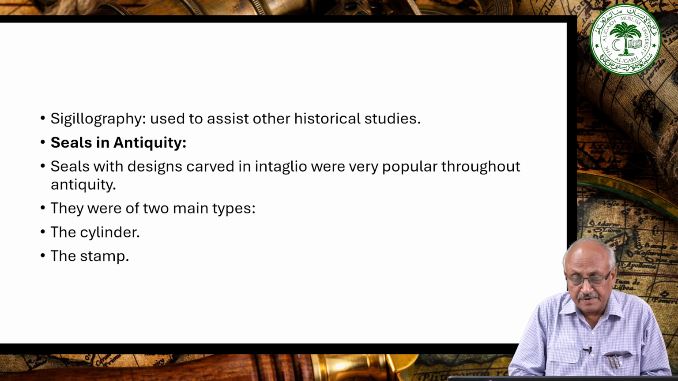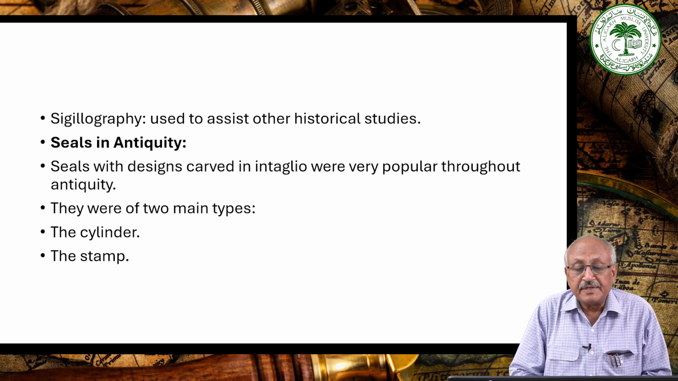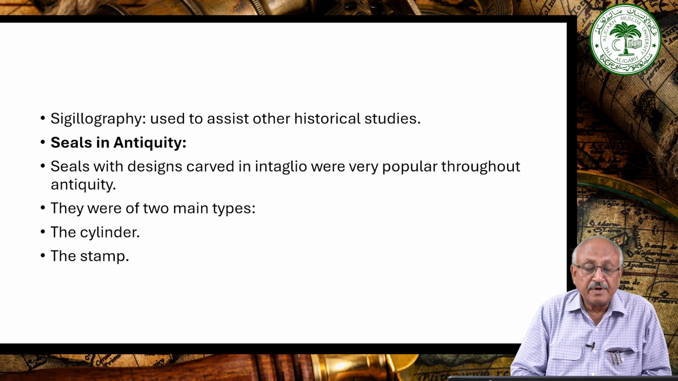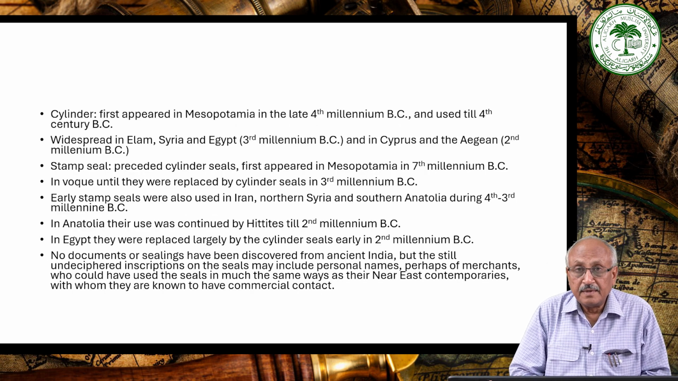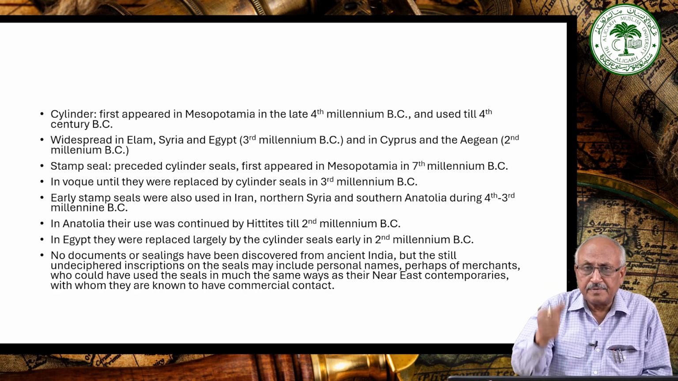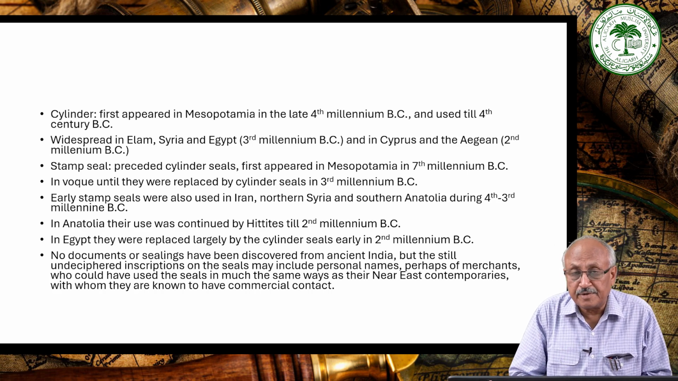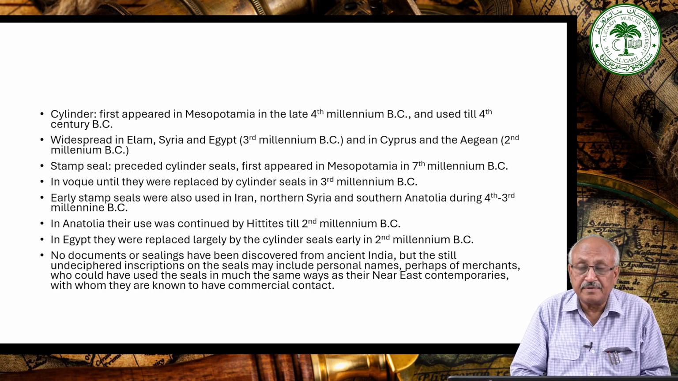Let us go into antiquity. Seals in antiquity, seals with designs carved in intaglio were very popular throughout antiquity, I mean in Greco-Roman society. They were of two main types: one is cylinder, the other is stamp. In India, we have the stamp kind of thing; the word chapa is used, put your chap here, that is sealing. The cylinder first appeared in Mesopotamia in the late 4th millennium BC and was used till the 4th century BC, such a long period.